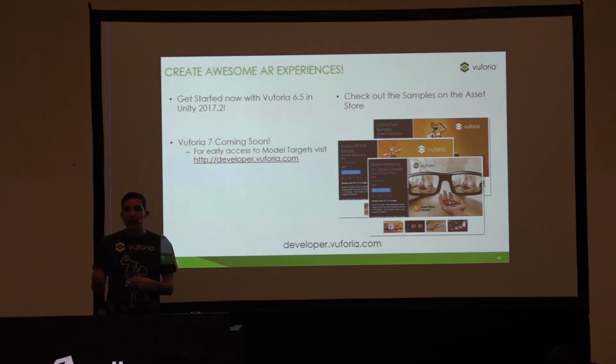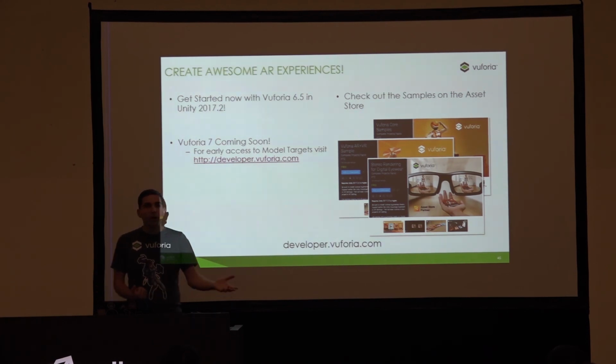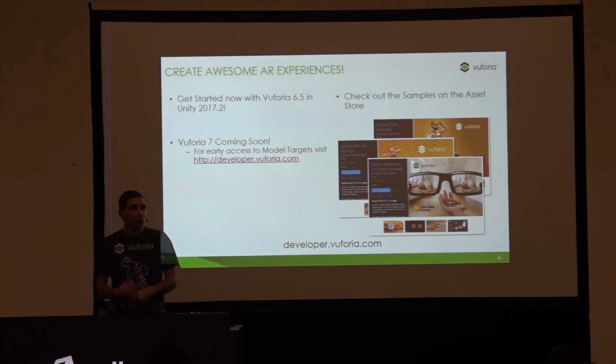So you can get started with Vuforia 6.5 and Unity 2017.2 today and augment objects and do all sorts of fun stuff with that. Vuforia 7 will be coming soon, and that will include our Ground Plane technology along with Model Targets. If any of you are really excited about Model Targets, we do have an Innovator Program that allows you early access to Model Targets. Check out our website for information on how to join the Innovator Program. And I encourage you to grab some cards, go home, download some samples, and start playing with Vuforia right away.